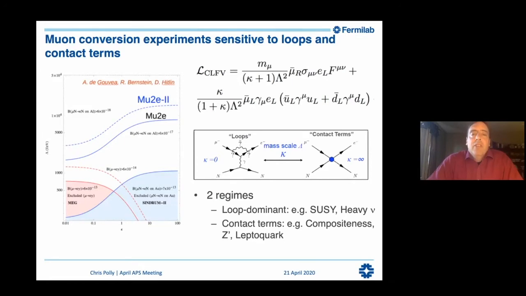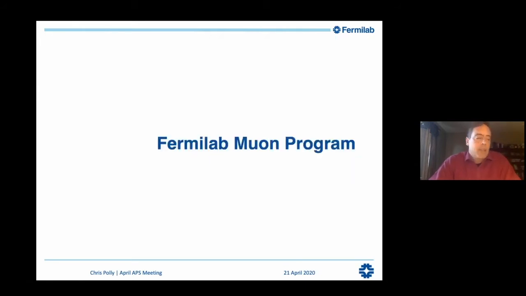In addition to being sensitive to loops, muon conversion is also sensitive to contact terms. So you can see in this treatment by Andrea de Gouvea how you can define a parameter kappa that essentially tells you how much of the new physics comes in through loops versus contact terms. There are regimes where the loop dominant terms can come from SUSY or heavy neutrinos, or where contact terms might arise from compositeness, Z primes, and leptoquarks. You can see how that sensitivity scales for various types of experiments on the left as you change that parameter kappa. So, moving on to the Fermilab Muon program.